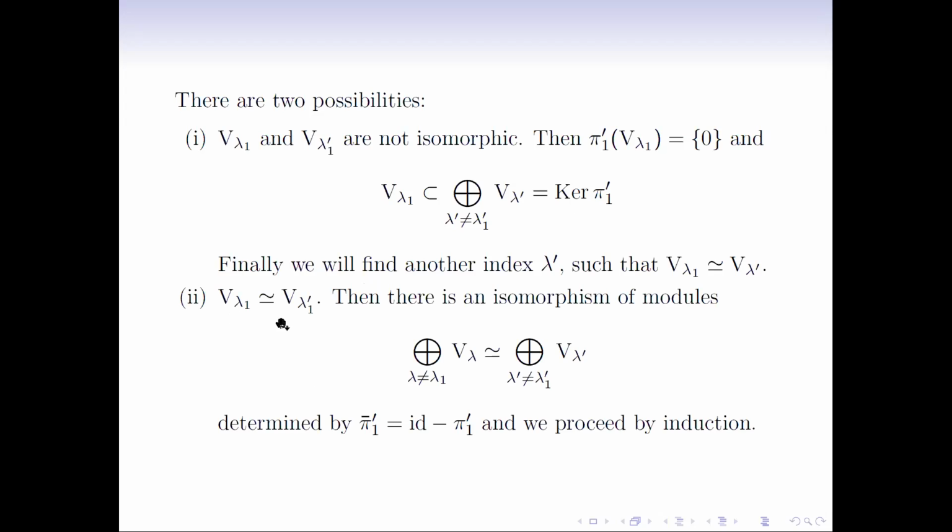Then, if it's so, there is an isomorphism of the rest of the summand, the sum of V_λ for λ not equal to λ1, and the sum of V_λ' for λ' not equal to λ1'. And this is given by the orthogonal projection, which is identity minus π_1'. And then we proceed by induction, because now we have fewer elements in this direct sum. So if we proceed by induction, we finally find a one-to-one correspondence between modules and indexes. And then after that, also the multiplicities of simple modules.